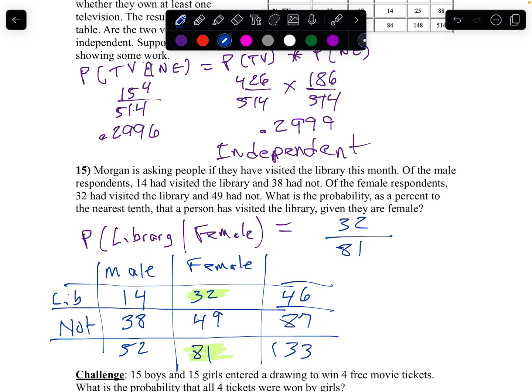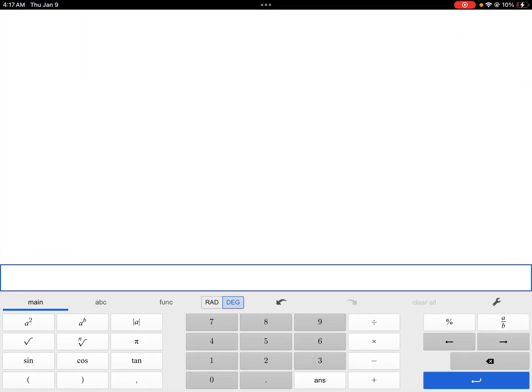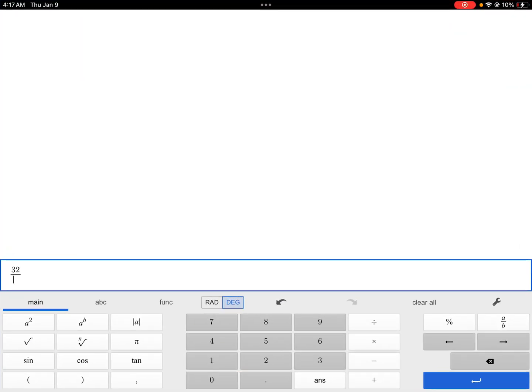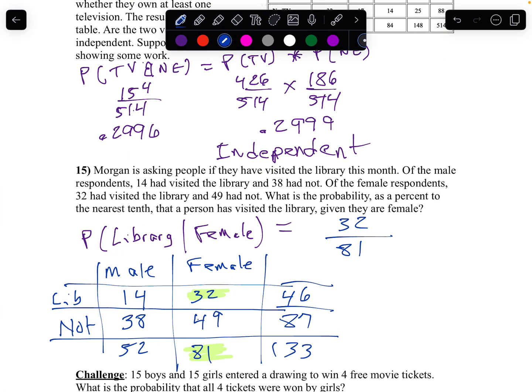And then I'm going to write that as a percent. So if I take 32 divided by 81, I'll get a decimal. You could just move the decimal place over 2 places, or you can multiply by 100. And we get 39.5%, or we're going to say 40%. And there you have it for that one.